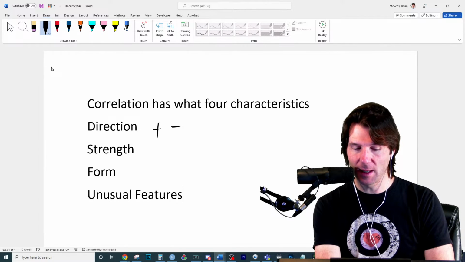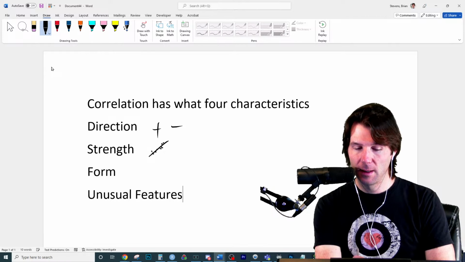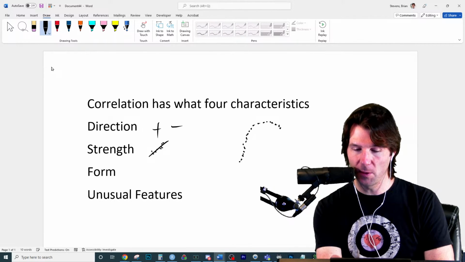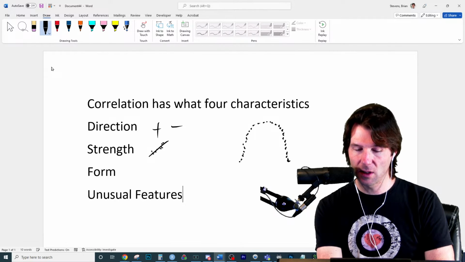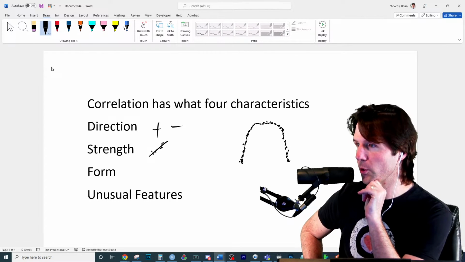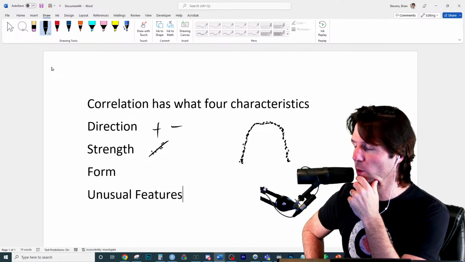Positive, negative. Strength being how tight the points are around the form. How strong is this one that I just drew right here? Weak, strong, moderate. What do you think? This one that I'm drawing right here, how strong is that? Super strong. But what's the correlation on it?